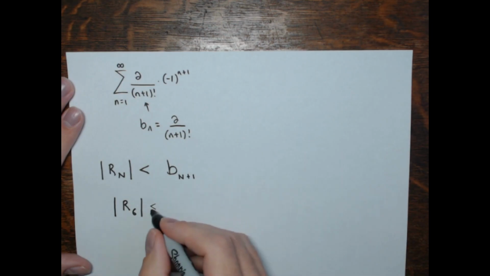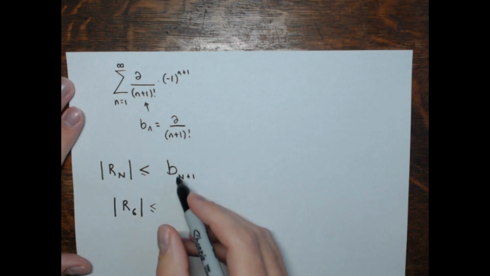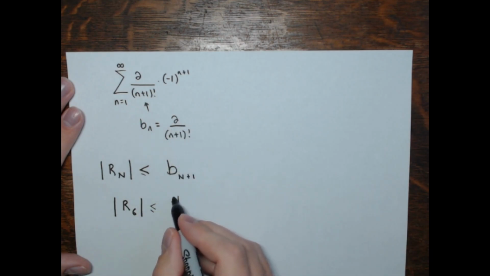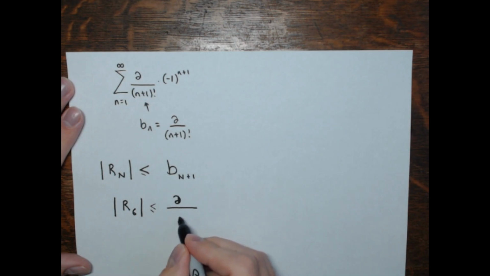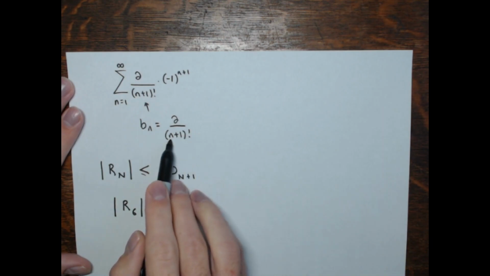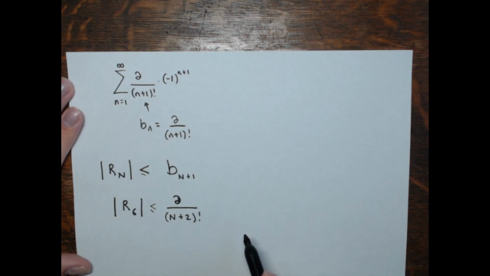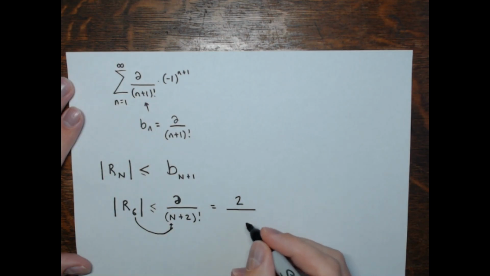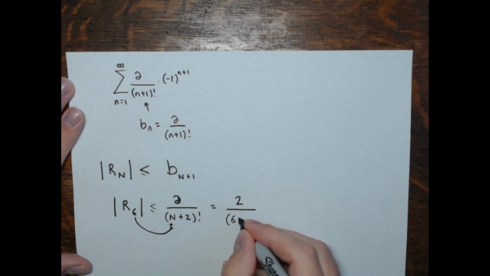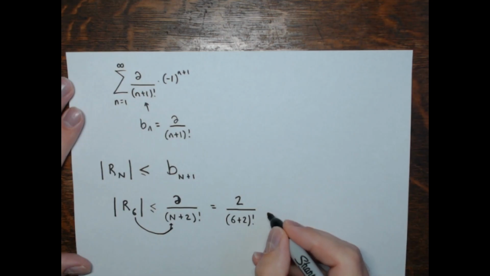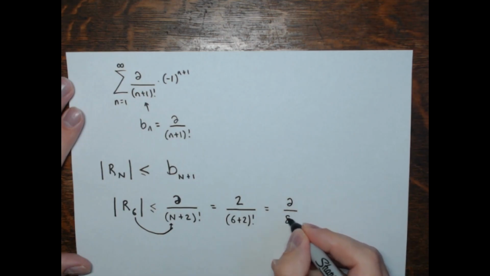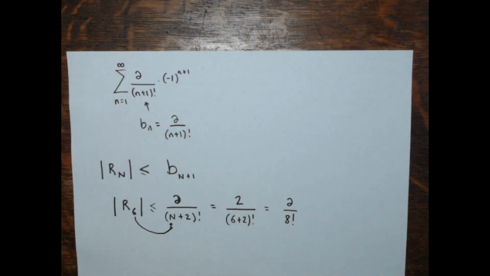So this should be less than or equal to b sub capital N plus 1. I'm just taking this here, replacing little n with capital N plus 1. So that'll be capital N plus 2 factorial, because you have capital N plus 1 and then plus 1 again. Capital N is 6, so I'll put that in. This is equal to 2 over 6 plus 2 factorial, which is 2 over 8 factorial, which is a very tiny number.